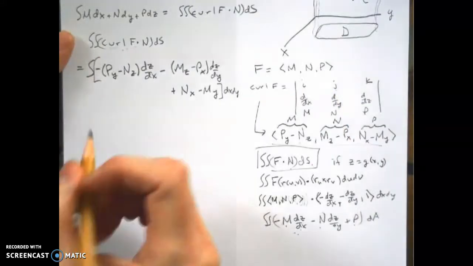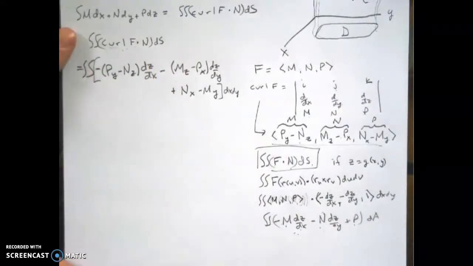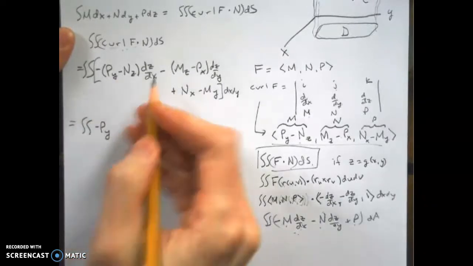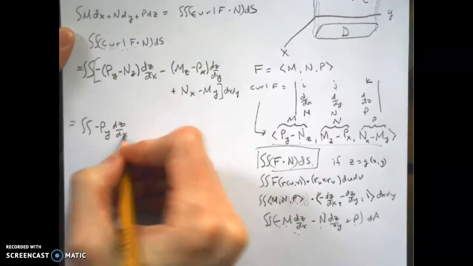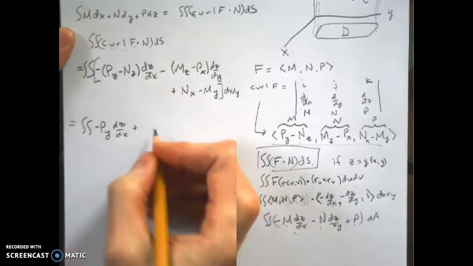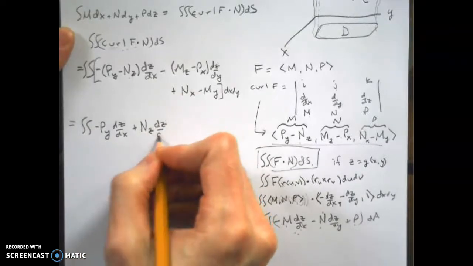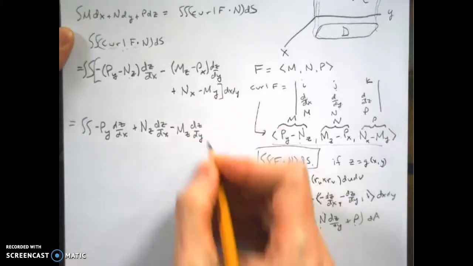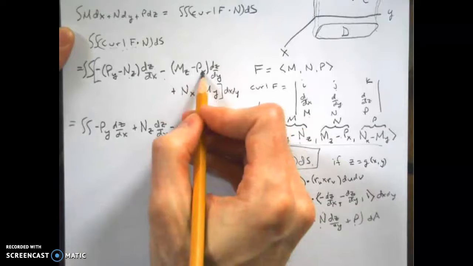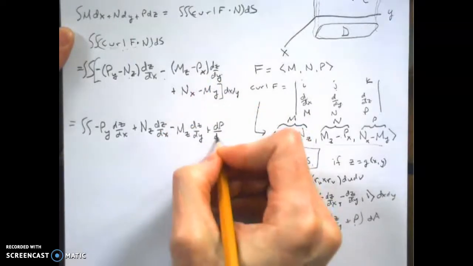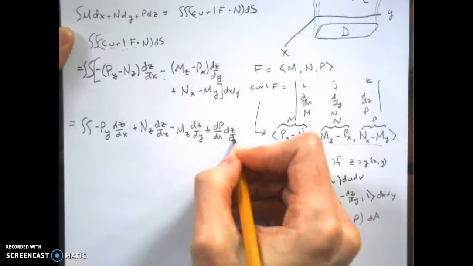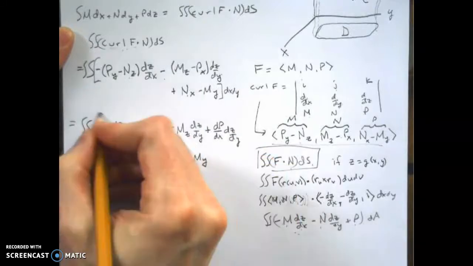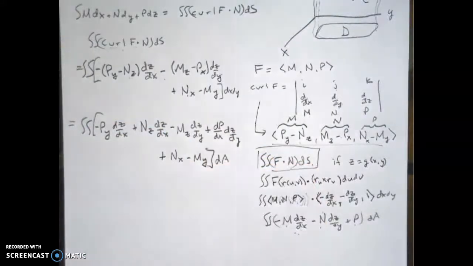I'm going to simplify that a little bit, and that should have been a double integral there, right? Okay, so double integral of, I've got opposite dp dy dz dx plus dn dz dz dx. I've got minus dm dz dz dy, then plus dp dx dz dy, and then I've got plus dn dx minus dm dy. This entire thing is over your dA, the dx dy.